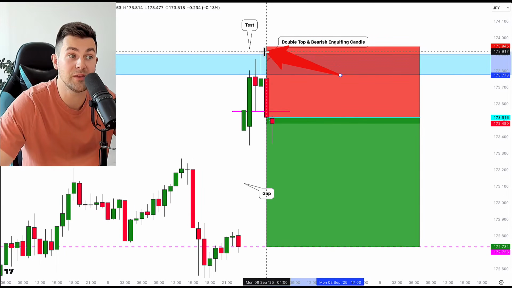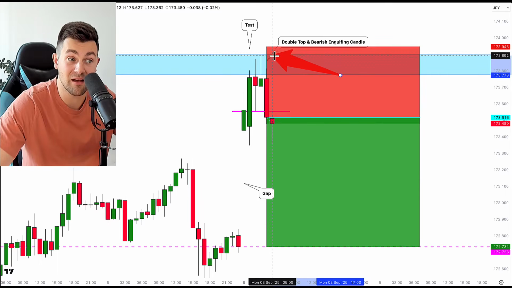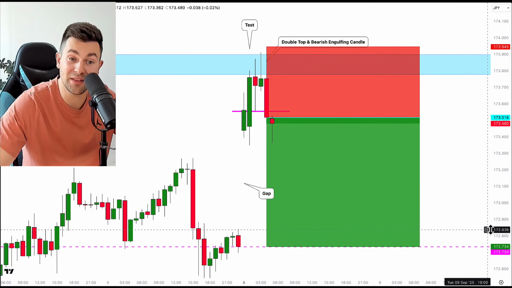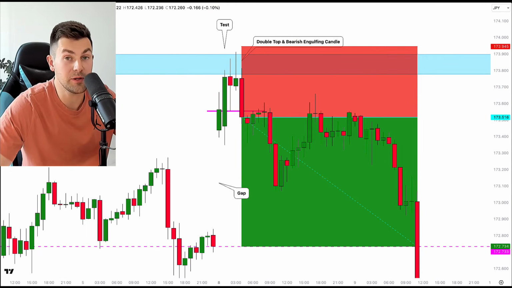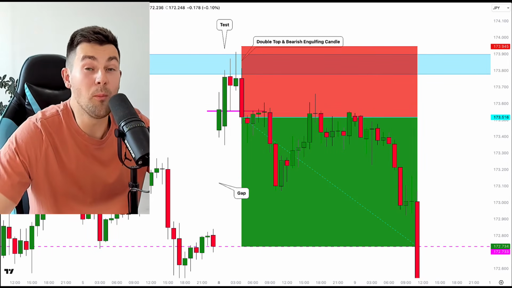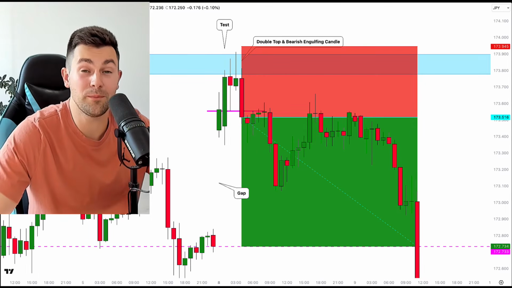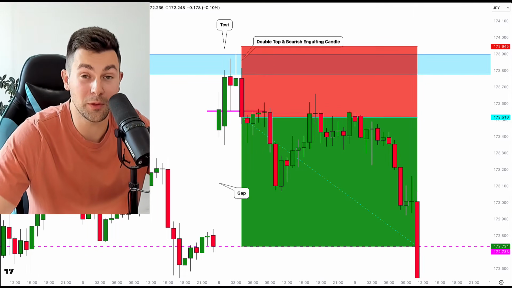Stop loss should lie strictly above the highs, and your take profit level is the gap opening level. Once you open the trade, get ready to wait. In this example, it took more than 30 hours before pound yen pair finally dropped to the target.